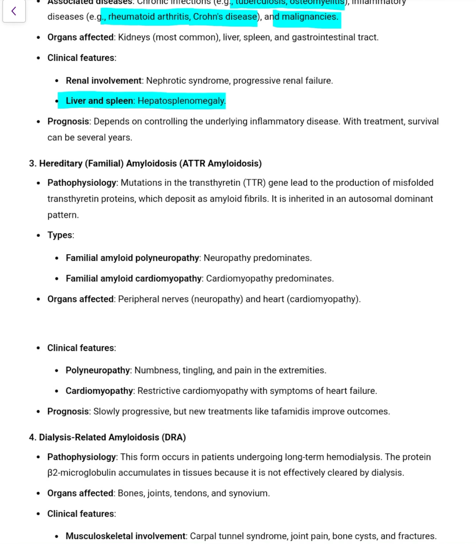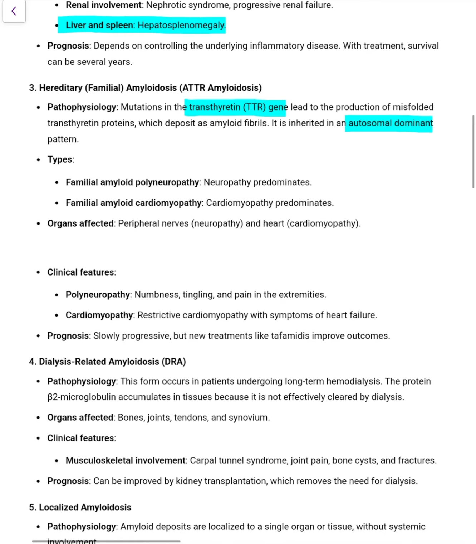The third type is hereditary or familial amyloidosis, also called ATTR amyloidosis. Here there is a mutation in the transthyretin gene, leading to production of misfolded transthyretin proteins. It follows autosomal dominant inheritance. So there are 2 types, one is polyneuropathy and one is cardiomyopathy.